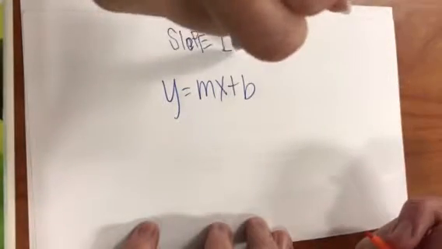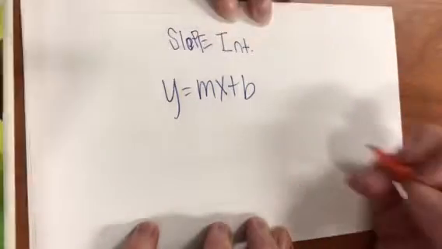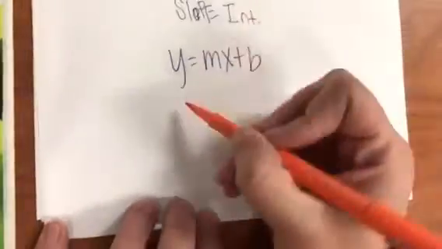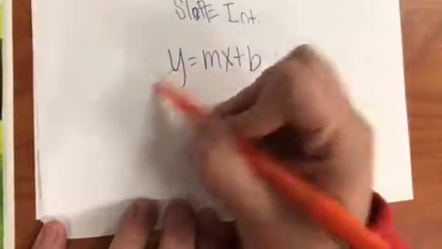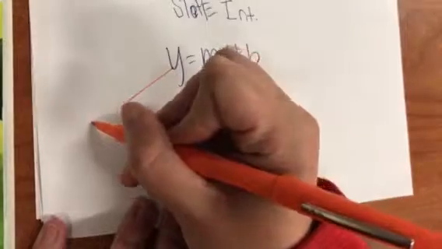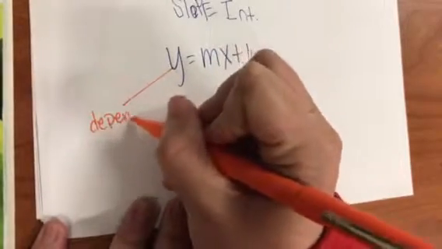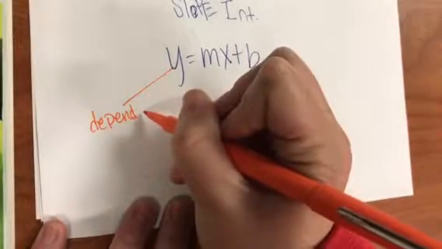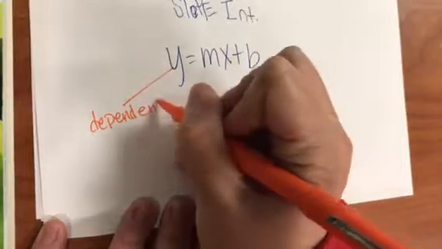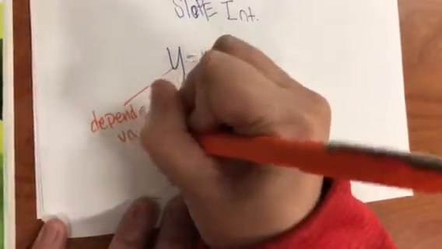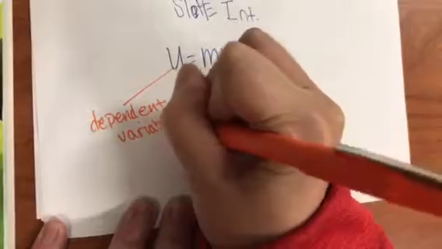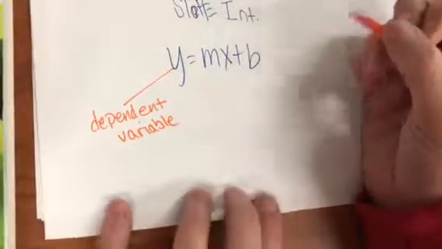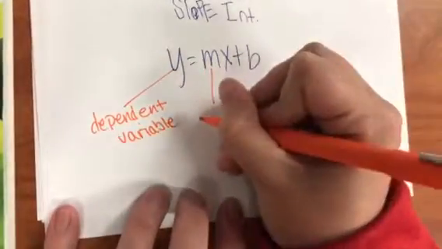That's true. Slope-intercept form. What do these mean? Well, the y and the x, this y is your dependent variable. Dependent, E-N-T. Dependent variable. M is your slope.